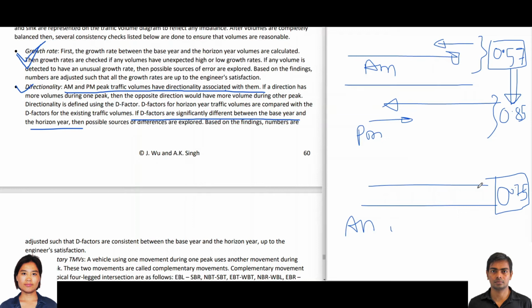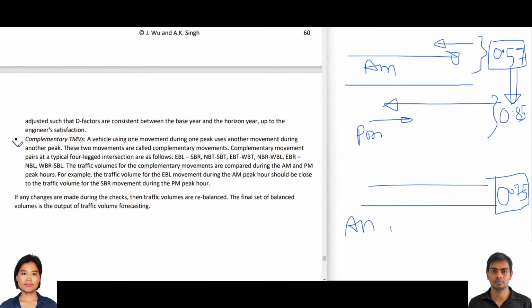So usually we try to compare directional volume during AM and PM within the same year, and then we compare the individual peak hour between current year and future year to see if the direction has changed significantly between the base year and future year. A lot of errors are found when we are looking at directionality of the volumes. And the last one is complementary turning movement count. A lot of errors are found when we are looking at complementary turning movement counts as well.